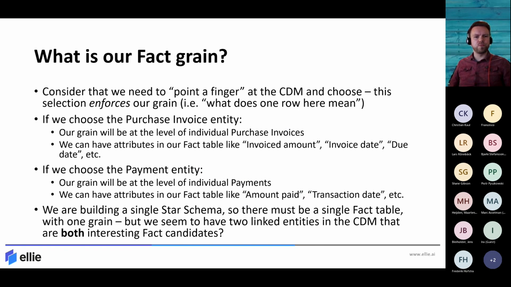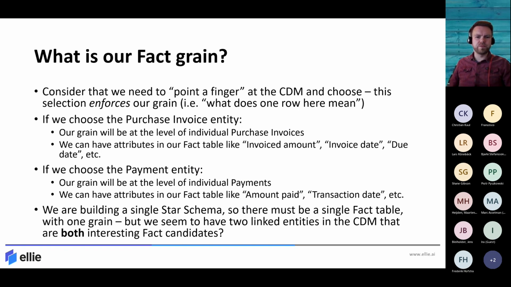When we are building a single star schema, we have to choose a single fact table, right? But both of these feel interesting. So how do we possibly reach a situation where we don't have to build separate models for every single possible thing, but can smartly combine at least some data from our interesting facts?